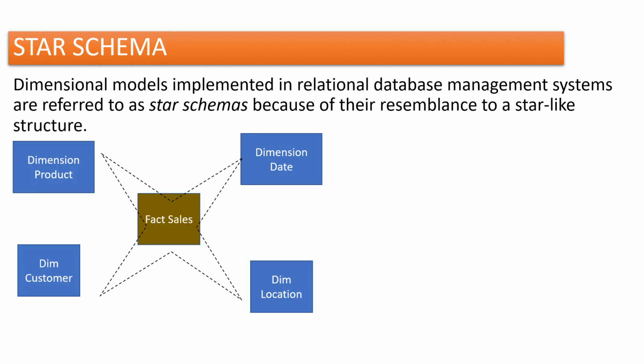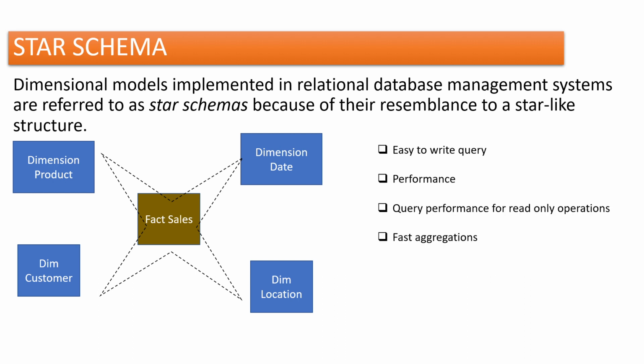Now, dimensional modeling is implemented in a relational database as a star schema, where you have the fact table at the center and dimensions surrounding your fact table, which will look like a star. We will understand in our next few slides what facts and dimensions are, but here you can consider that when you use the dimensional model, you design the star schema.